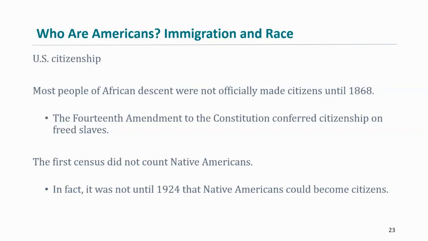So the first census did not count Native Americans. Native Americans weren't actually offered citizenship status until 1924. And of course, Native Americans are definitely an interesting group, right? Because they have U.S. citizenship, but they have that dual citizenship, where they have U.S. citizenship, but they also have citizenship within their tribes.